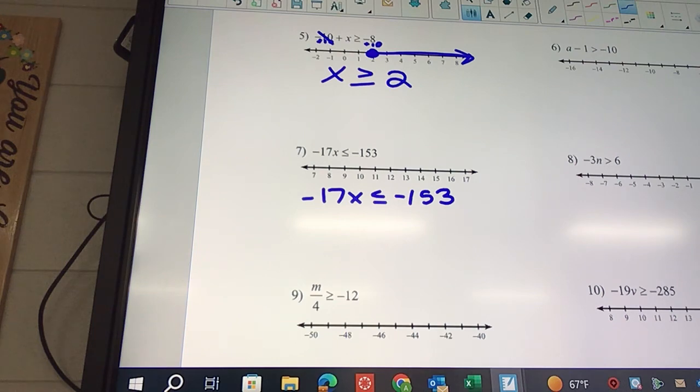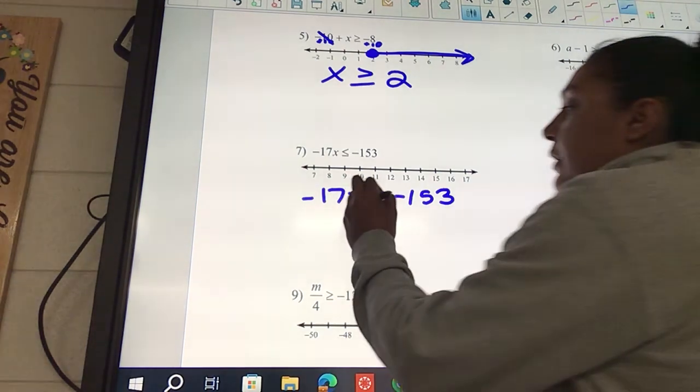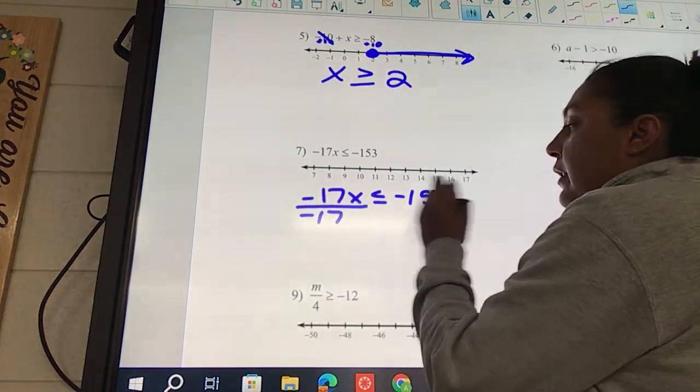X. So what needs moved? The negative 17. How do I move that? Divide by 17. Why is it divide? Because it's 17 extra combined. Yeah, so see how they're like right next to each other? Remember that means multiplication, so we need to divide. Okay, so we're gonna divide by negative 17.